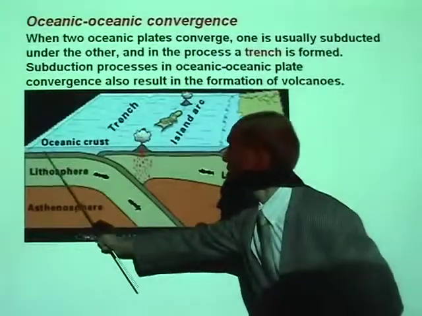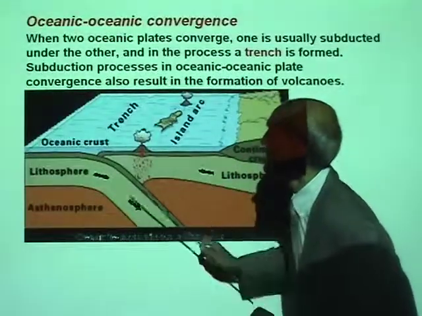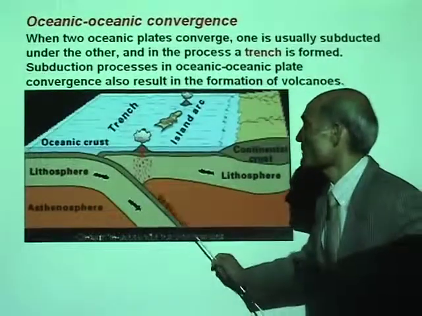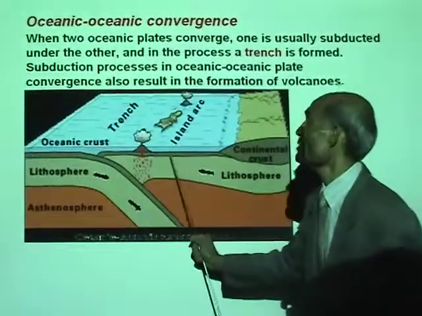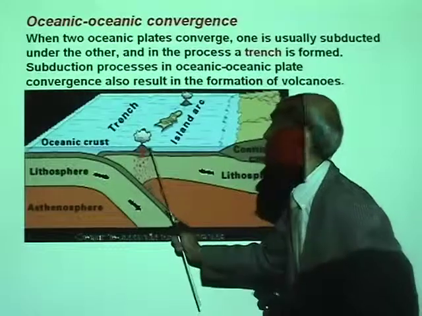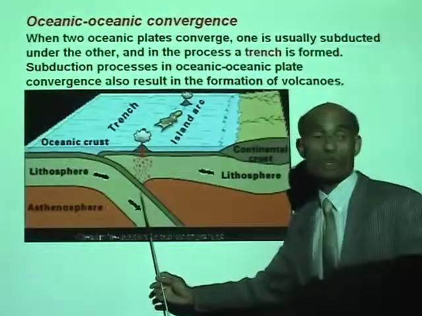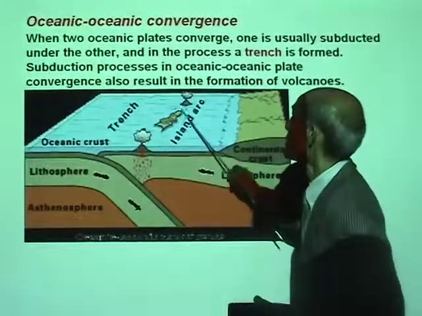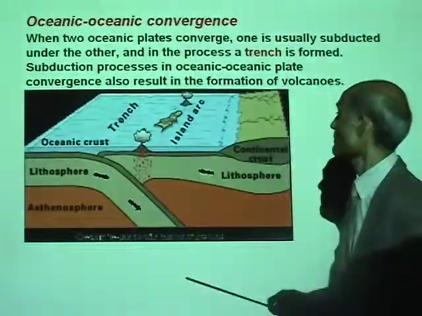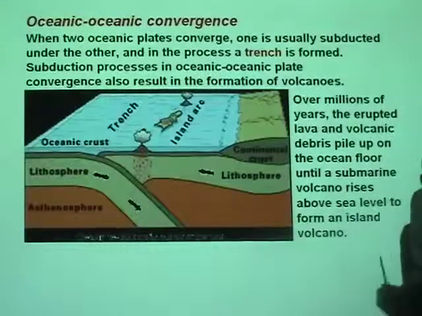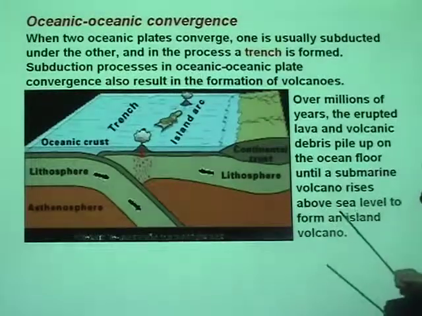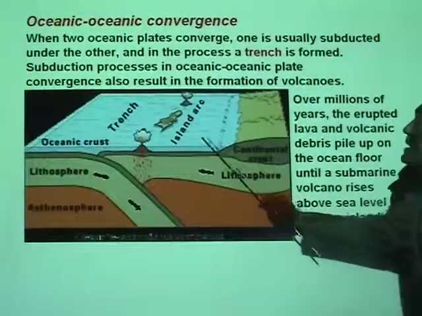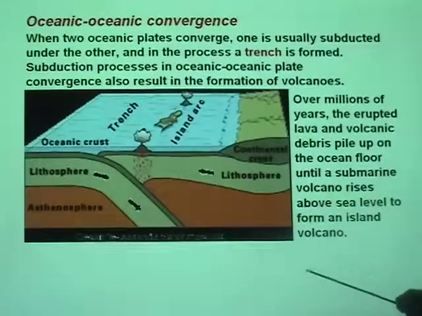You can see here, this is an oceanic plate, this also is an oceanic plate, and in such a convergence, one of them gets subducted and the other gets overridden, and you have the same process, volcanic activities, which will eventually bring out a lot of materials from inside the earth and deposit there, producing what we call an island arc. So over millions of years, the erupted lava and volcanic debris pile up on the ocean floor, and you have islands rising up in there.